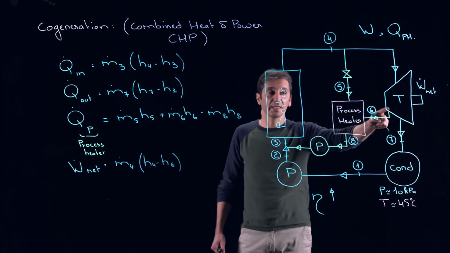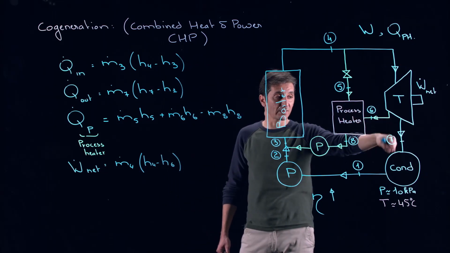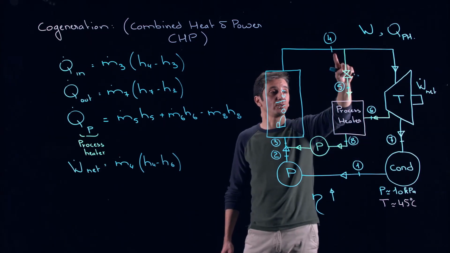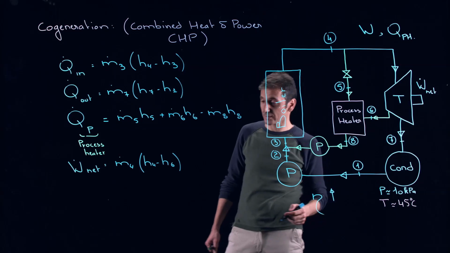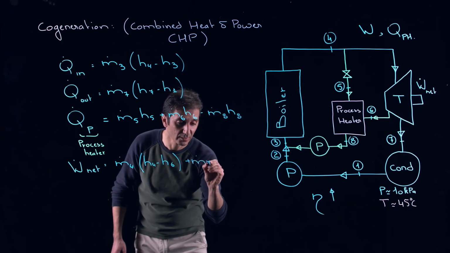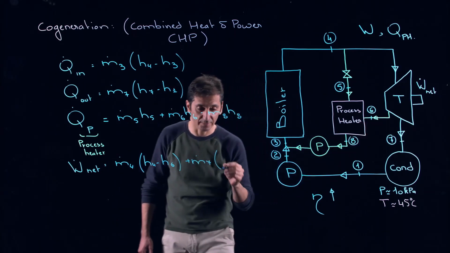Now we are extracting an M dot 6. So what is the remaining? It's M dot 7, okay? M dot 7 is equal to M dot 4 minus M dot 6. So plus M dot 7 cross the rest will be H6 minus H7.